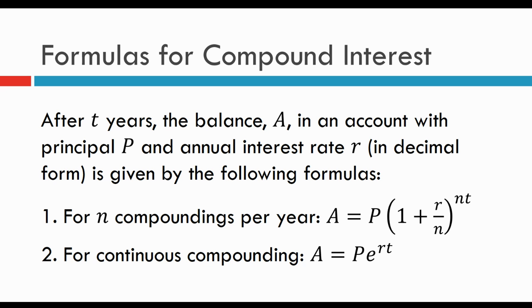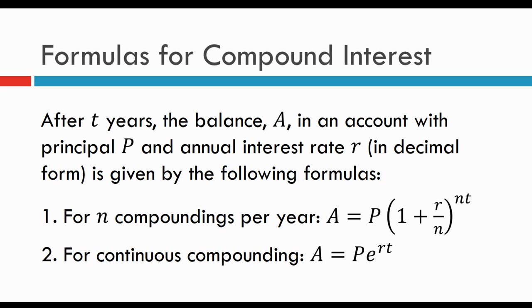So here's our formula for compound interest. It says after t years, the balance A in an account with principal P, so principal being like your initial amount, and the annual rate r. So r is represented as a decimal. It might be given to you as a percent, but you always have to convert it into a decimal. It's given by these two formulas. Anytime we have n compoundings per year, we use the formula A equals P times 1 plus r over n raised to the nt power. When we're talking about continuous compounding, we say A equals P times e to the rt power.